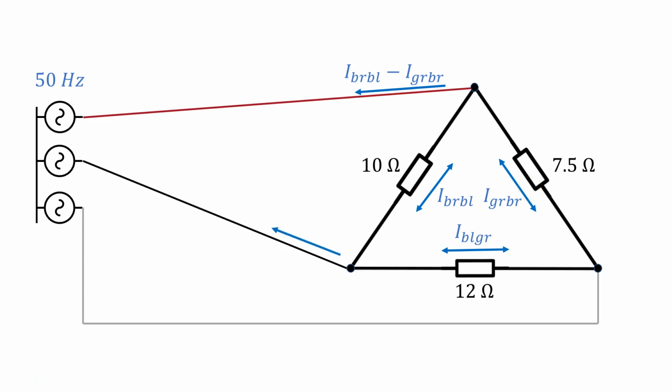So what about this one? What do you expect the current here to be? Well, it's coming from this node, and which phase currents are attached to this node? Well, we've got phase 2 and phase 1. So it will be the phasor difference between phase 2 current and phase 1 current.